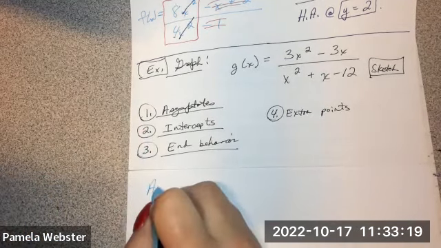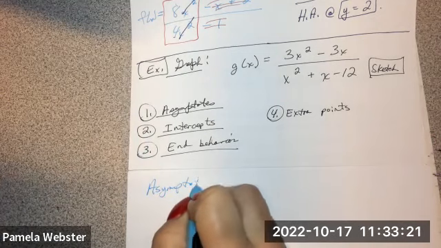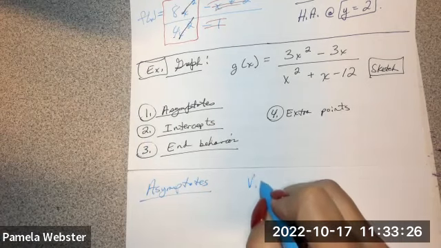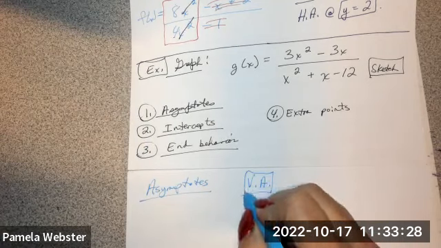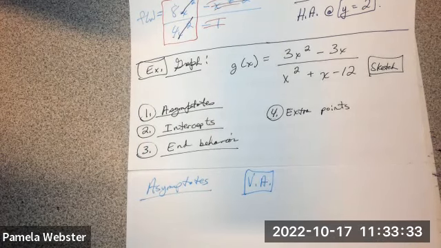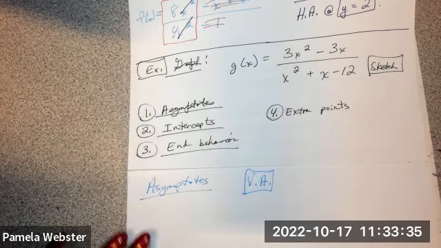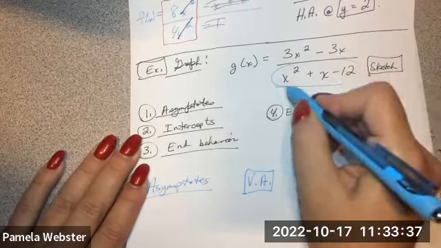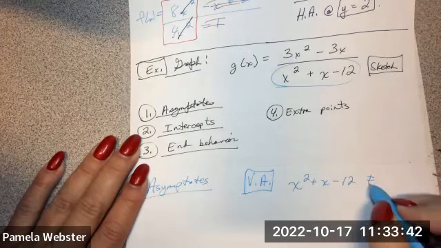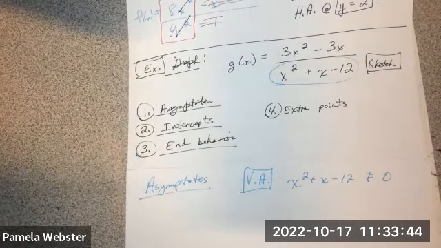Asymptotes. What about vertical asymptotes for this one? Remember how you do vertical asymptotes? Take the denominator, take that guy out, x squared plus x minus 12, and set it not equal to 0. It cannot equal 0. That's how I know the bad spots. These are always, for the verticals, bad spots in my domain.